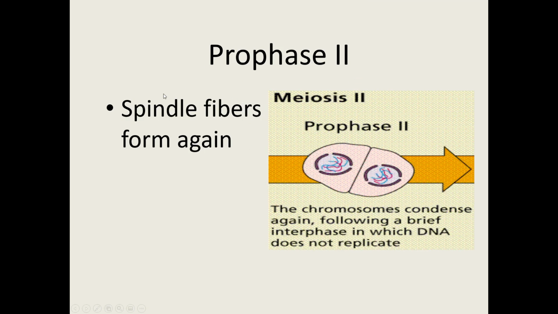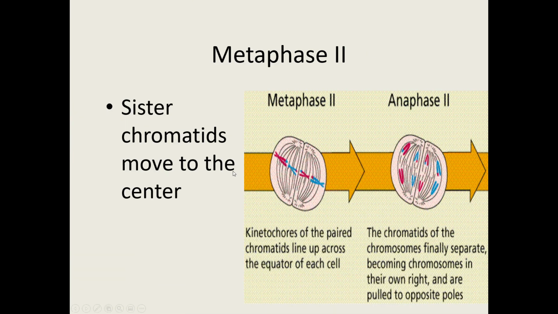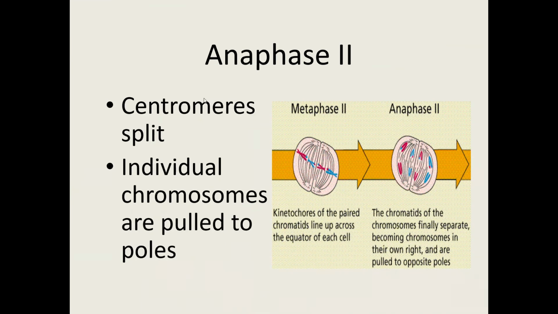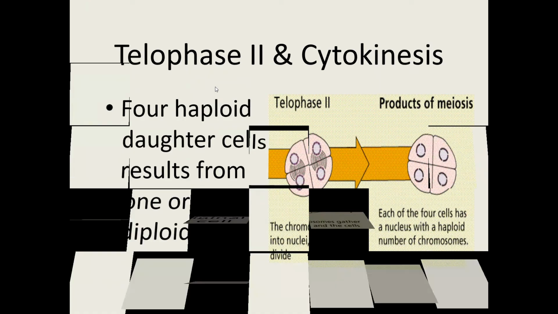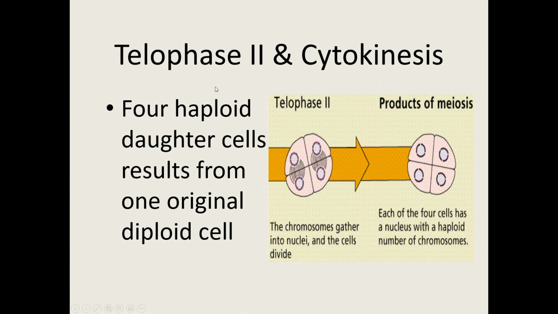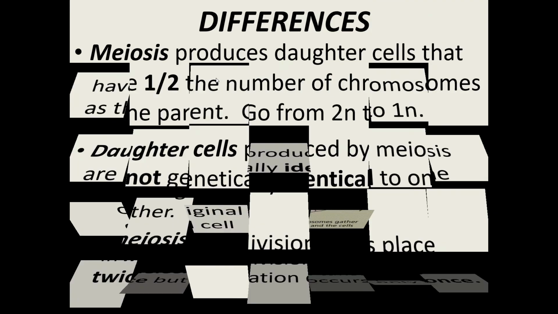So in prophase 2, they're going to form the spindle fibers again. They're all going to line up at the center, get pulled apart in anaphase. And then in telophase, you're going to have now 4 different cells that came from that one original diploid cell. And each one of those cells is only going to have half the genetic information. Right? That's a new sex cell.